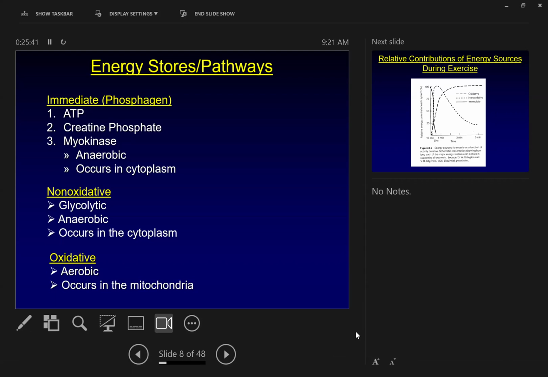Where we left off on Wednesday, we were talking about our three big buckets of metabolic pathways. We have our immediate phosphagen system: stored ATP in your muscles, creatine phosphate, the myokinase reaction. We talked about the non-oxidative pathway of glycolysis. And then we talked about aerobic or oxidative pathways that are in your mitochondria. We're going to go through each one of these in excruciating detail. Your eyes will bleed by the end of all of this, and I'm sorry, but it's really important.